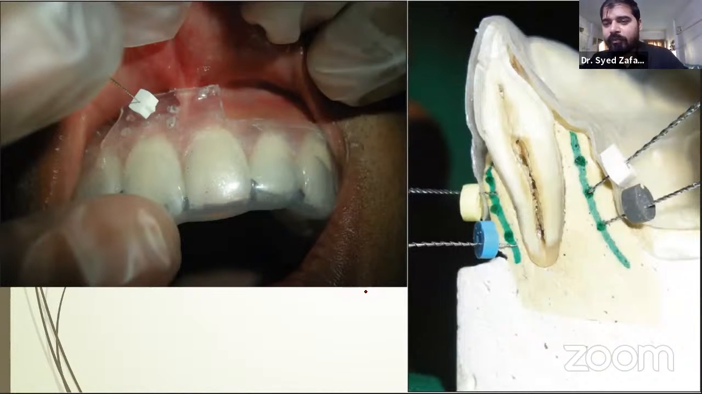People are also assessing with a file. I have never tried this technique, but yes, you can also assess with a file. You place a stopper on the buccal side and see how much of the file is going in. You assess, okay, there is 4 on the buccal side, and 4 on the lingual side. You can also assess this way, but I have never tried this technique.